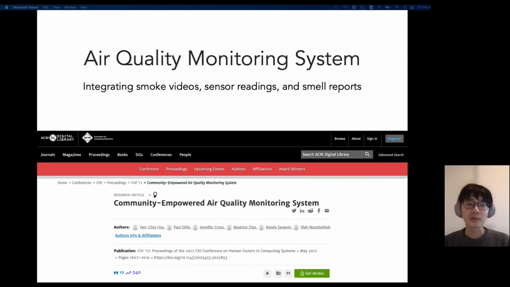Okay, so let me get into the systems I built. This is the first one that I worked on with local people, since 2013. It's a project from probably 8 or 9 years ago, and it's a system that I worked on with people, integrating multiple types of data to understand the local air pollution problems. In here, we integrate videos, sensors, and smell reports, which I will explain later. If you are interested, it's published in ACM, at a conference called CHI, which is in the human-computer interaction field.